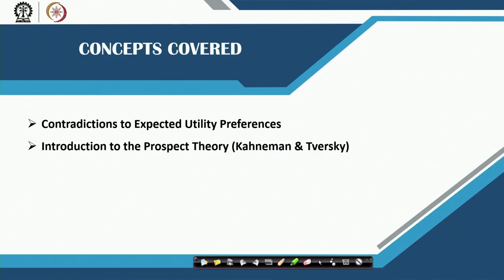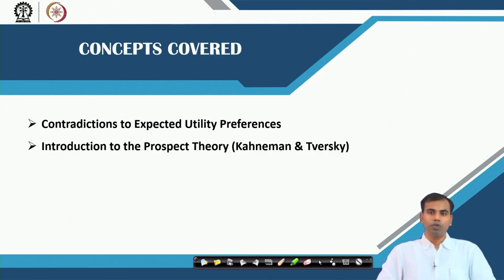This session will focus on the contradictions of expected utility preferences, which means the issues where expected utility preferences are not related with its original idea, and how the behavior of people is driven by different issues. We will also discuss briefly the prospect theory, which was proposed by Daniel Kahneman and Amos Tversky. The prospect theory addresses the issues faced by the utility theory.